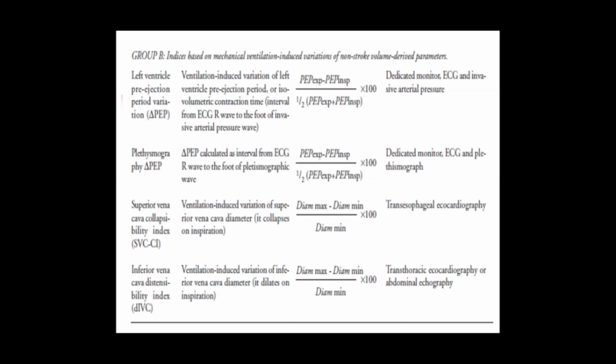Then we have the variations in the diameter of the great vessels, which are also very good predictors of fluid responsiveness. One is the SVC Collapsibility Index and the other is the IVC Distensibility Index. So let us understand the two differences. One is measuring the collapsibility and another is measuring the distensibility.